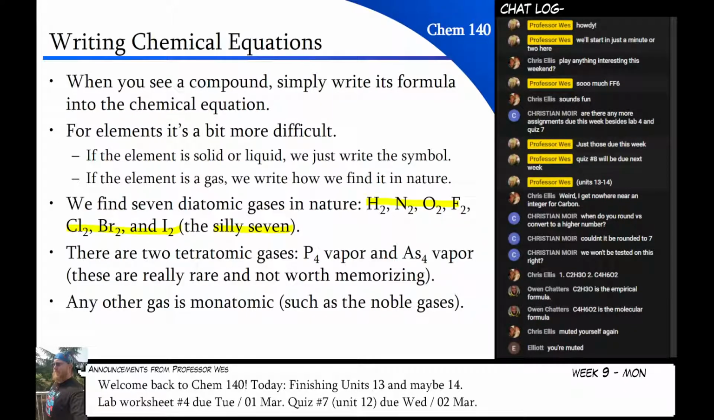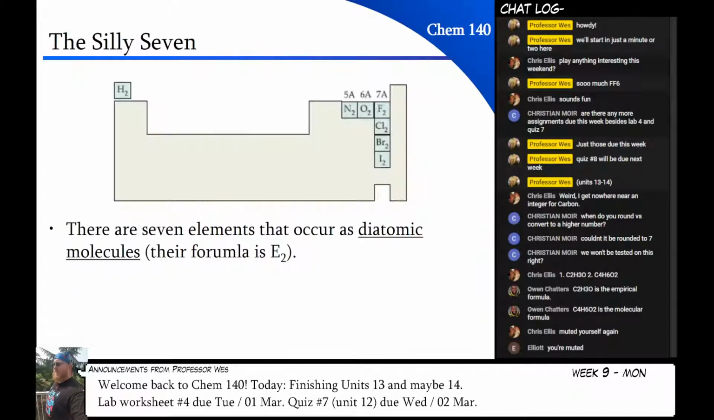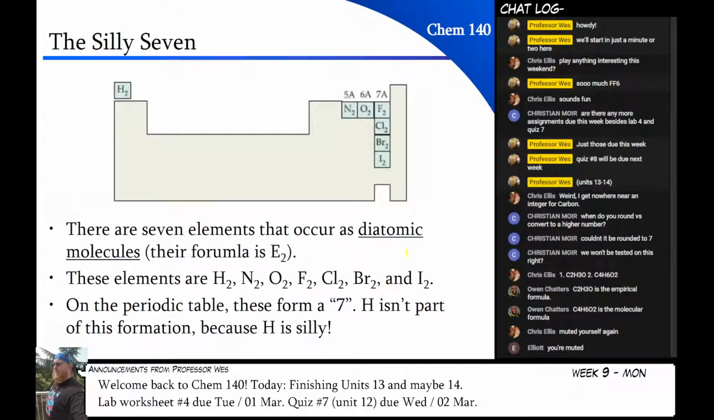So don't worry about the P4 or arsenic 4. Other gases are monatomic, but the silly 7 are important. We do care about those. Here's how we have arranged them on the periodic table to help with this little mnemonic that I have. So you can see that there are 7 that I've indicated. 6 of them are on the right side there, and they form the shape of the number 7. The backbone of which is in group 17, or 7A. And then why is hydrogen up by itself? Well, hydrogen is silly, that's why.